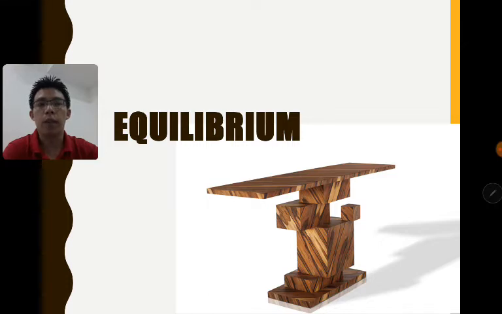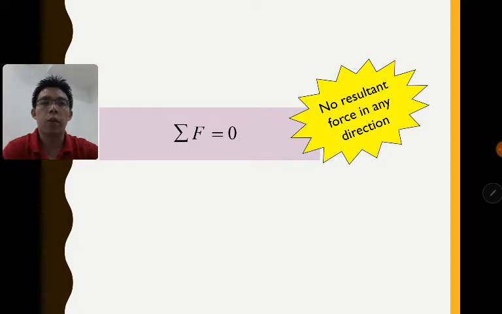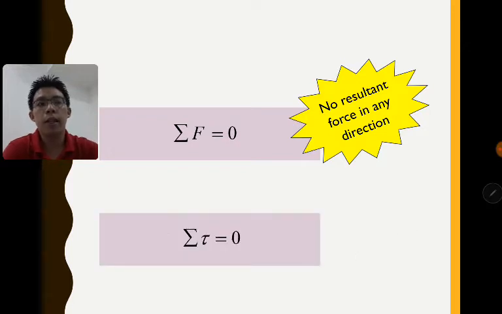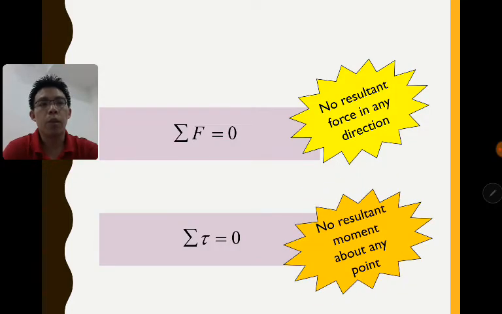So for example, it doesn't accelerate in the x direction, it doesn't accelerate in the y direction, or in any other direction actually. So that means to solve problems related to equilibrium, there are two things that we need to remember. Number one is that the sum of force in any direction should give you zero, or we say that there's no resultant force in any direction. Secondly, the sum of moment about any point must be equal to zero. No resultant moment about any point.